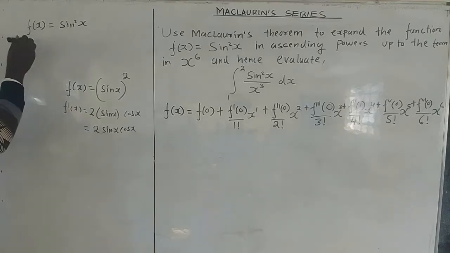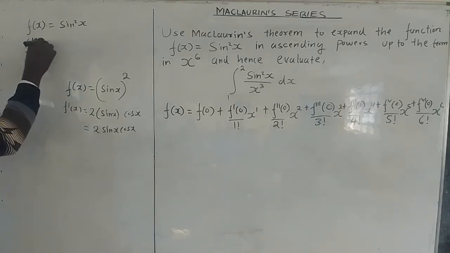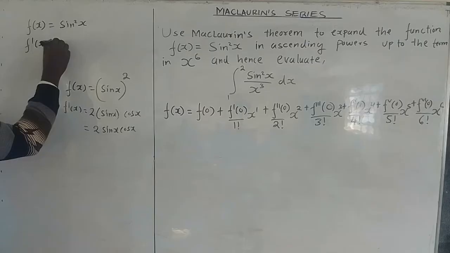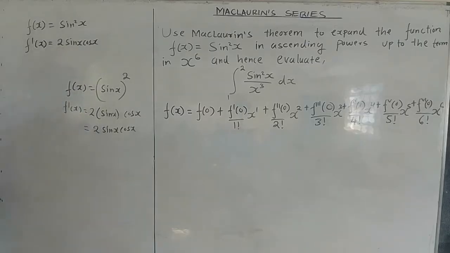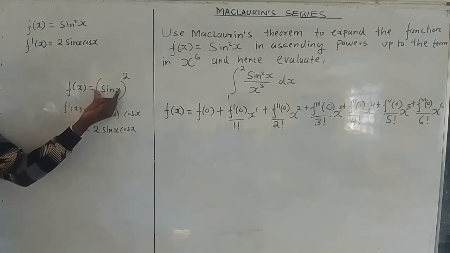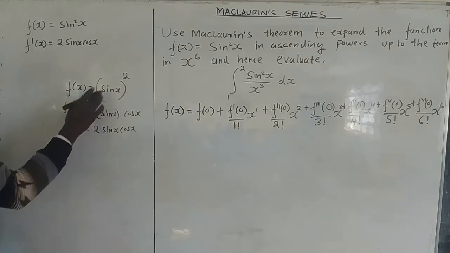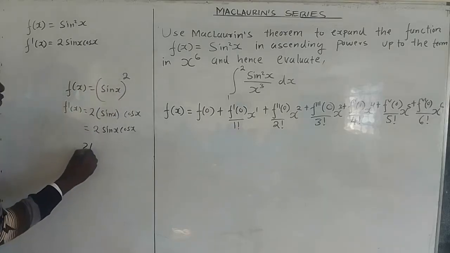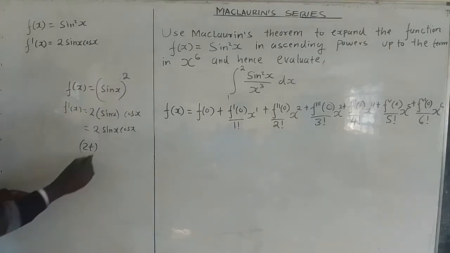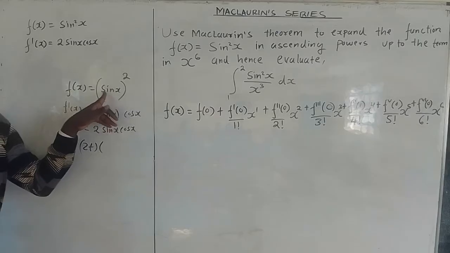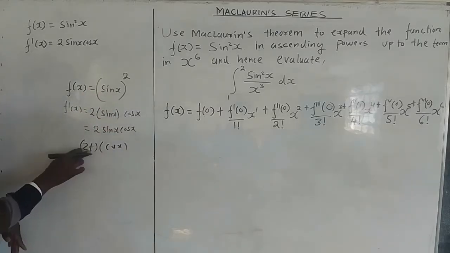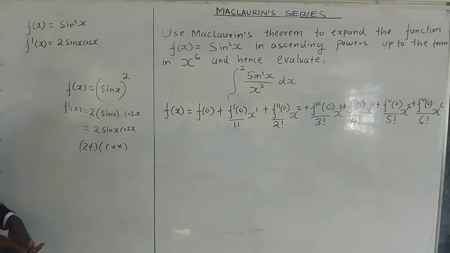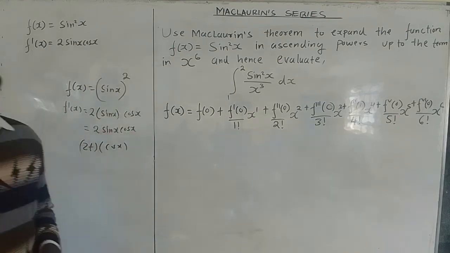So when I differentiate f of x for the first time, what have I found? I've found 2 sine x cos x. Are we together? You differentiate the outer function: if you let sine x be t, it's like you're differentiating t squared, you get 2t. You are done with the outer function. You differentiate the inner function, which was t, and t was sine x, you get cos x. Then in the end, you substitute the value of t, which was sine x, and you get your 2 sine x cos x.